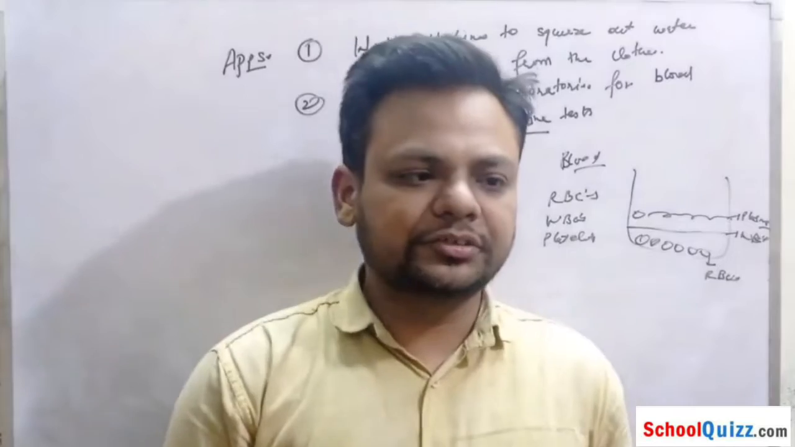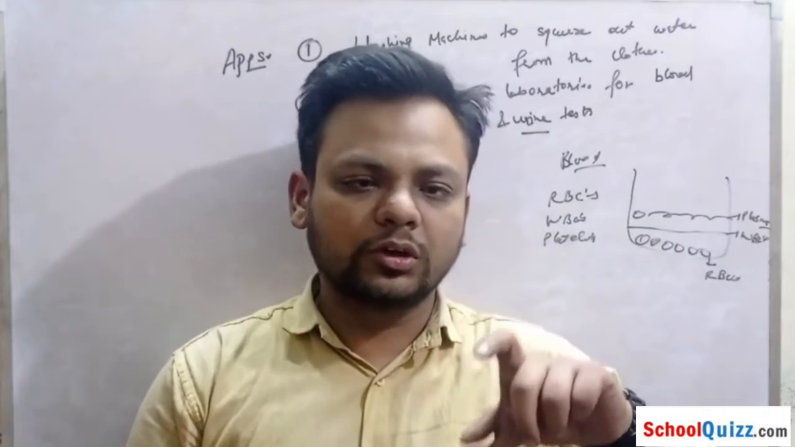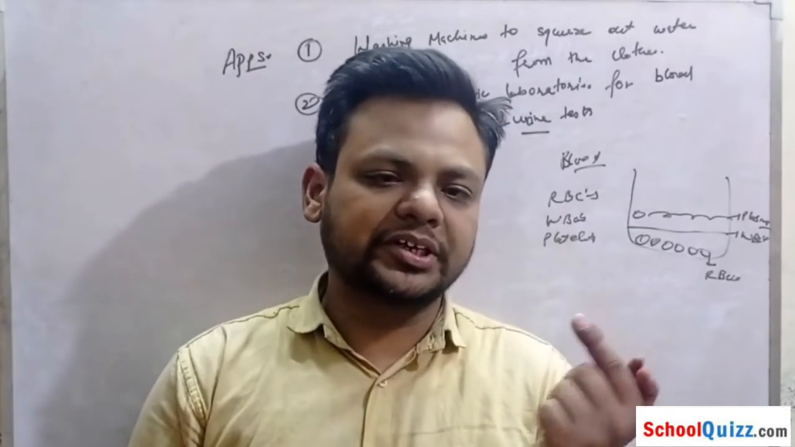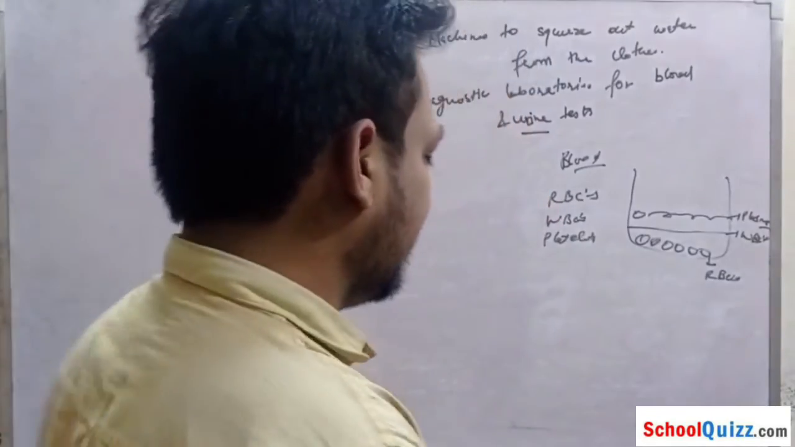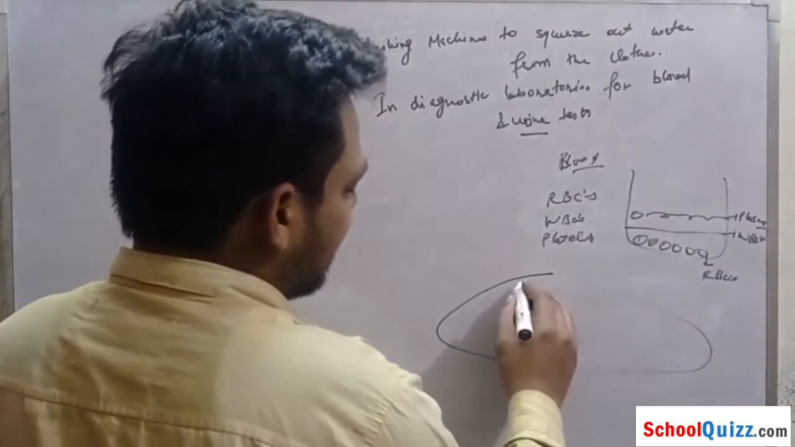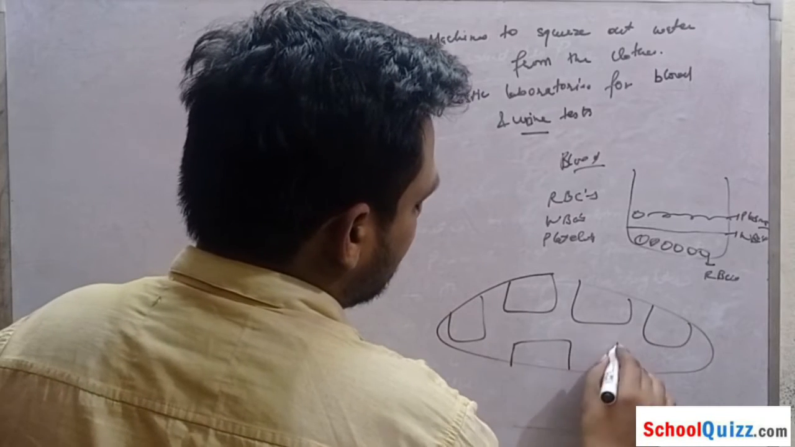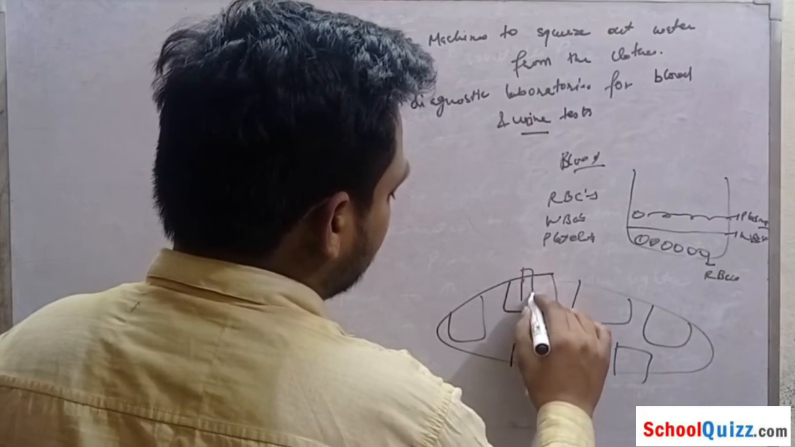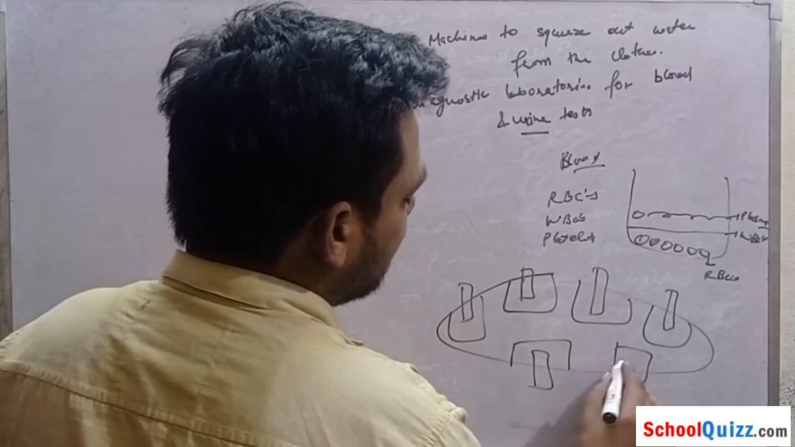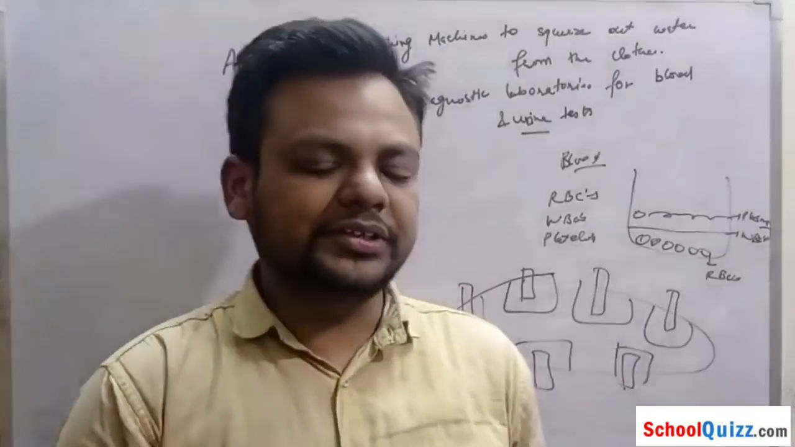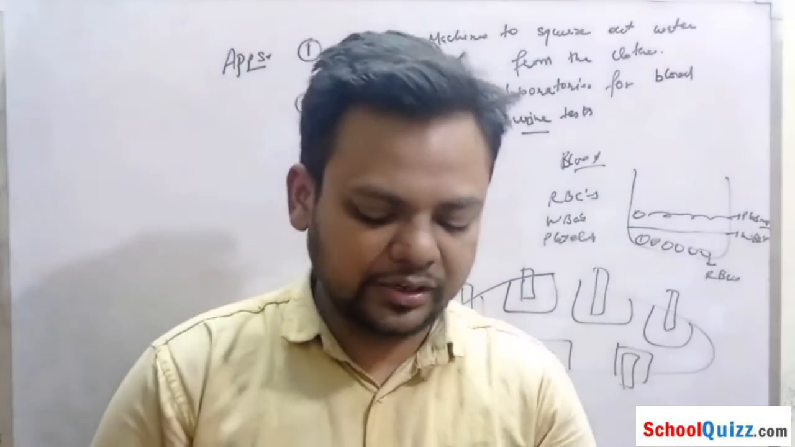When you go to your higher classes, you will use a device in which we place our test tubes in the holes of the machine, and we spin it rapidly. By doing this, our particles, on the basis of their densities, get separated out.